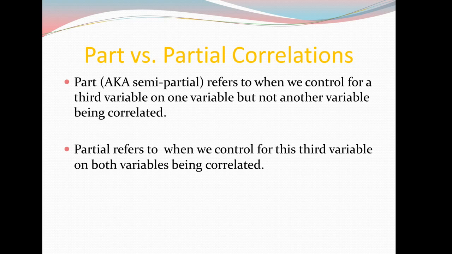Now there's also part and partial correlations. So part correlations are also known as semi-partial, and that's when you control for a third variable on one variable but not on another. So you would control for it on one of your x or y, but not x and y. Partial refers to when we control for a third variable on both variables being correlated. So if you're correlating x and y, you control for another third variable on both.